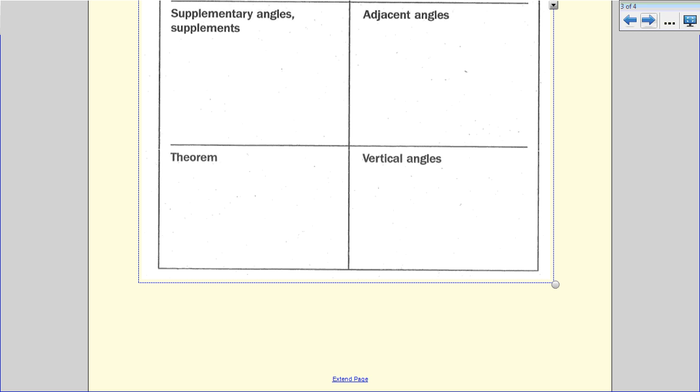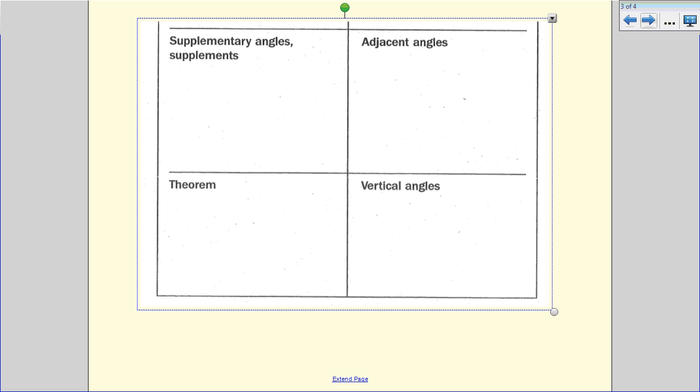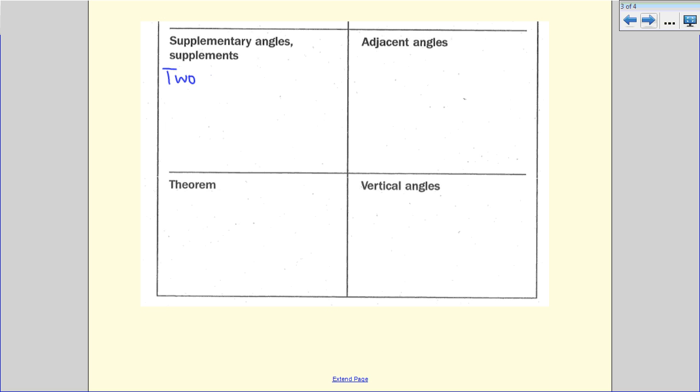We have supplementary angles. These are going to be two angles with a sum of 180 degrees. So we want to think of like a straight line, the side of your paper. These two angles add up to 180 degrees. So this side of your paper, a straight angle, the side and supplement go together.